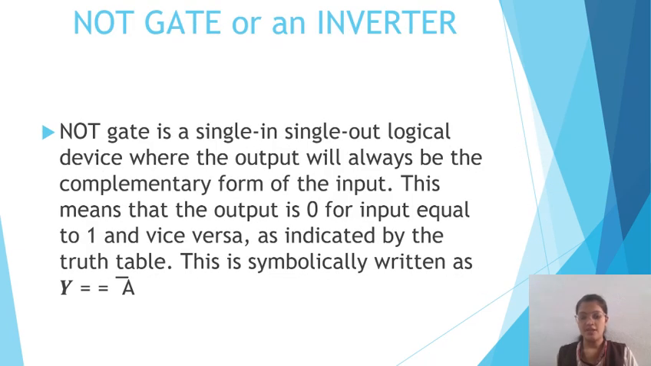We have different types of logic gates. In that, the first one is the NOT gate. It is also known as an inverter gate. The NOT gate is a single-input, single-output logical device whose output will always be the complementary form of the input. This means that the output is 0 for input equal to 1 and vice versa, as indicated by the truth table. This is symbolically written as y equals a bar.